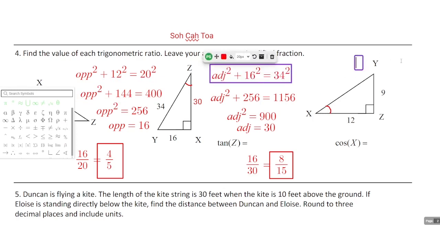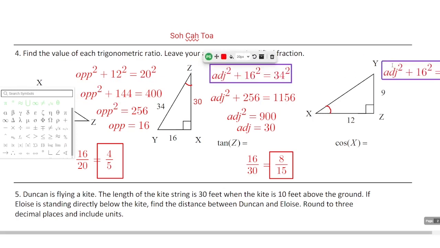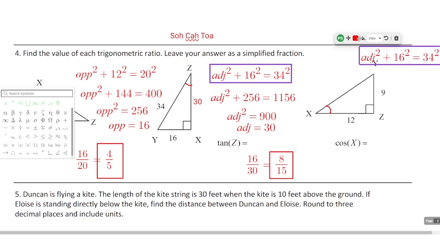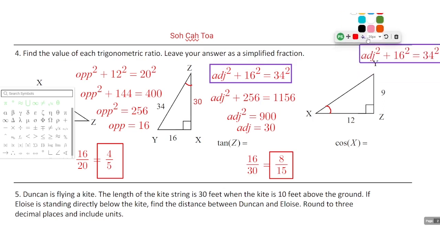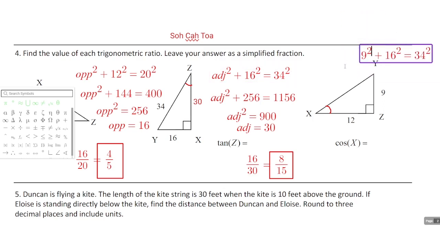So we've got, am I going to have enough room here? Probably not. We'll just do the best we can here. We've got 9 squared plus 12 squared equals the hypotenuse squared. So 9 squared is going to be 81 plus 12 squared, which is 144. It's going to be a total of 225.